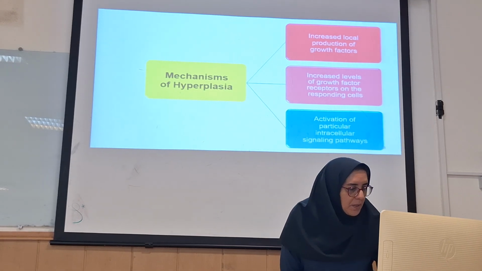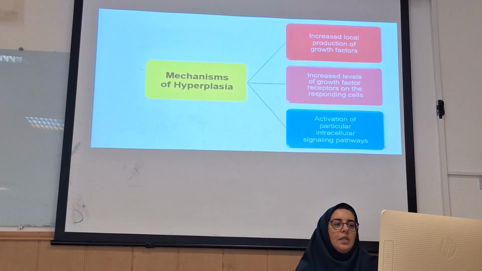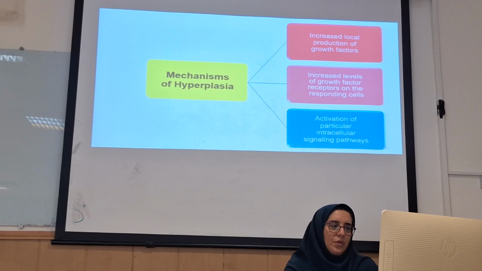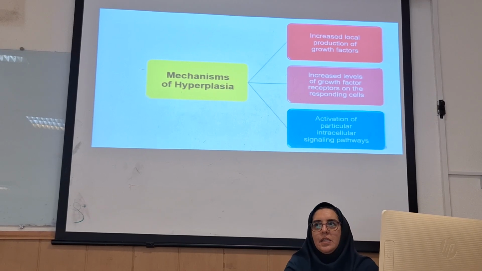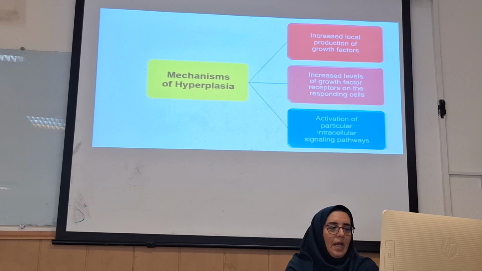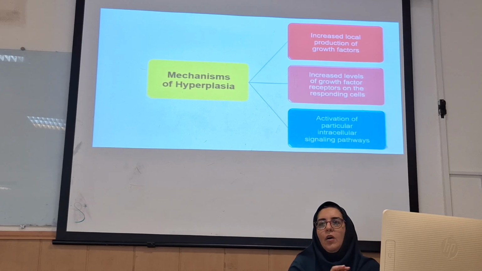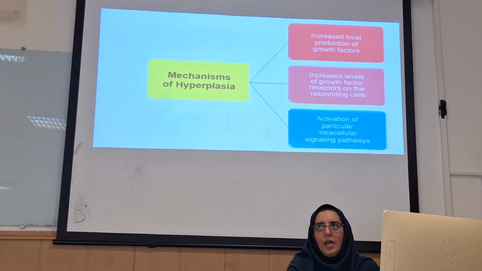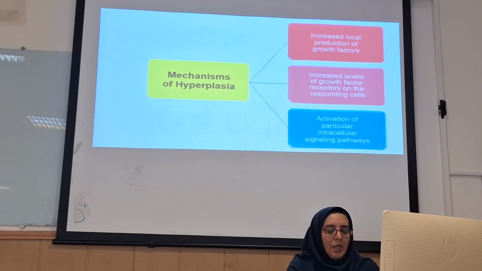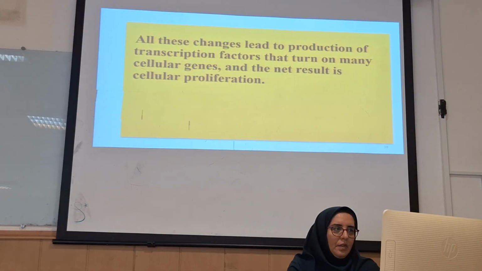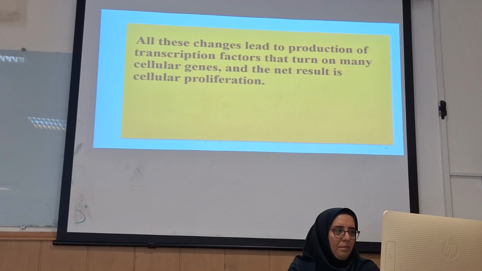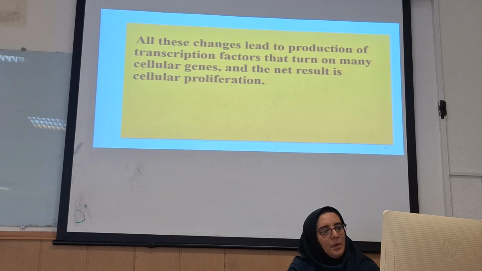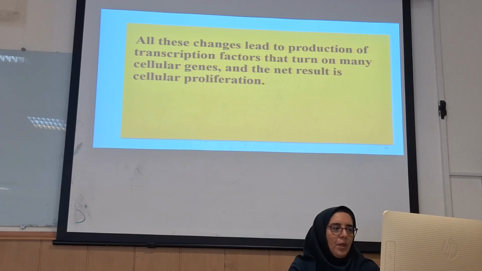What are the mechanisms of hyperplasia? Increased local production of growth factor, increased level of growth factor response in the tissue, and activation of many intracellular pathways cause an increase in the size and number of cells. The result in hyperplasia is cellular proliferation.